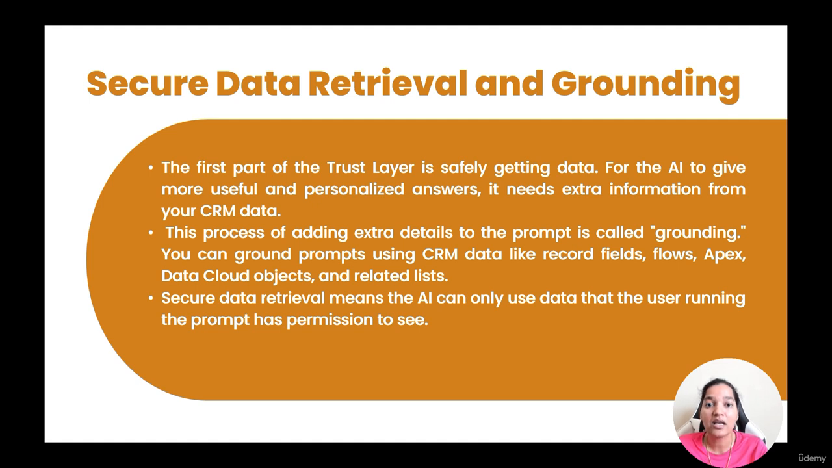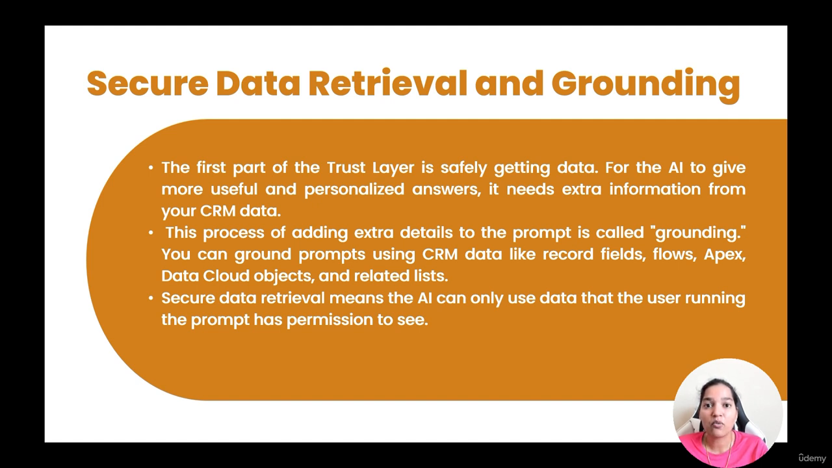So what is grounding? When you are adding additional details to your prompt, basically fetching the data from your CRM, from objects, fields, and so on, let's say related list, when you fetch these kinds of data and add it to your prompt, this process is called grounding. You can ground prompts using CRM data like record fields, flows, Apex, data cloud objects, and related lists. So that is what grounding is, and there will be a question related to what is grounding in this exam.